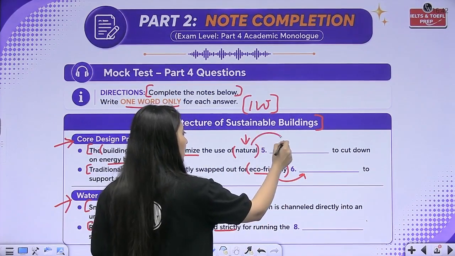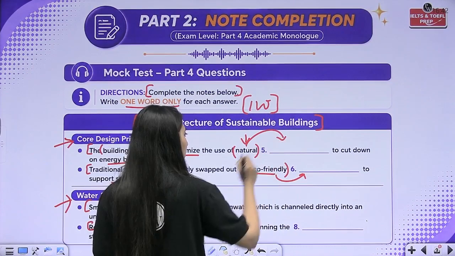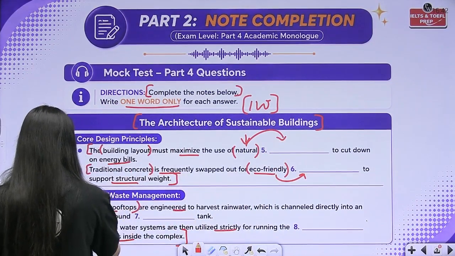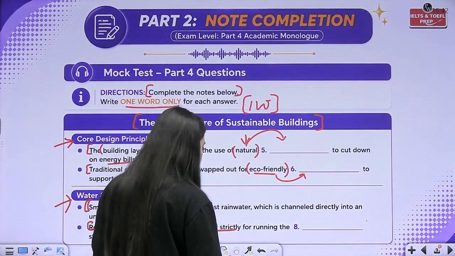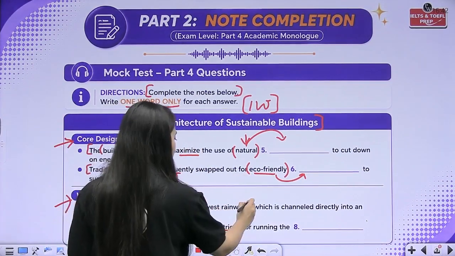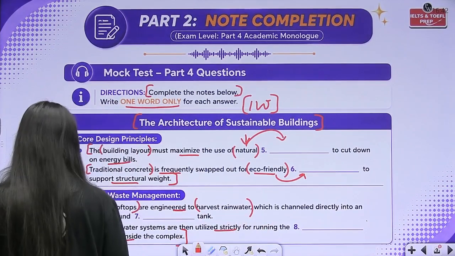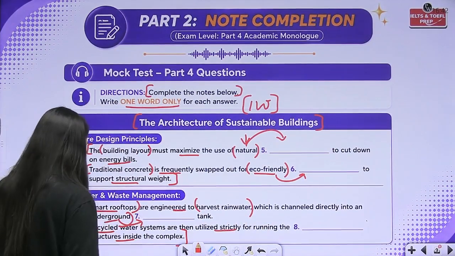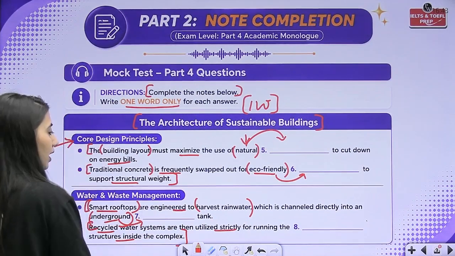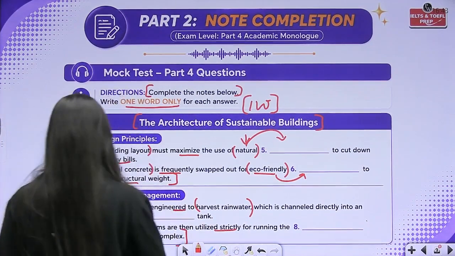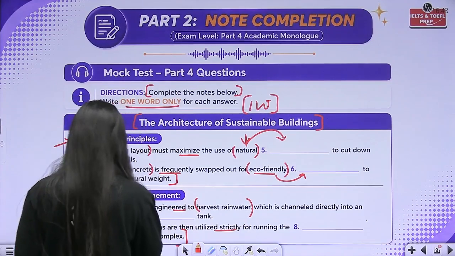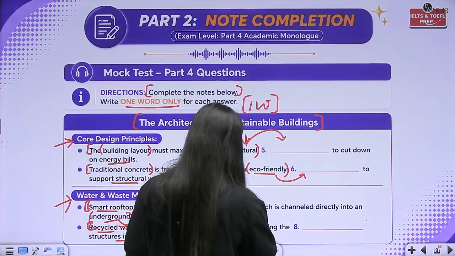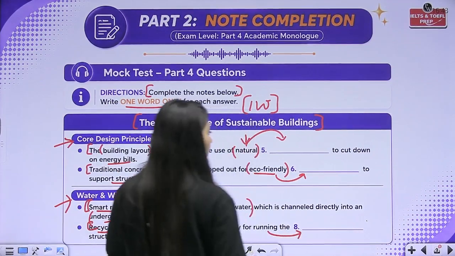You can also try predicting your answers if you can. Just try to predict your answers. Smart rooftops, it's all about that, are engineered to harvest rainwater. It's about harvesting rainwater, which is channeled directly into an underground vault. So underground is your keyword. Then recycled water systems are utilized strictly for running the something structures inside the complex. So recycled water systems, this is running the what that you need to figure out.